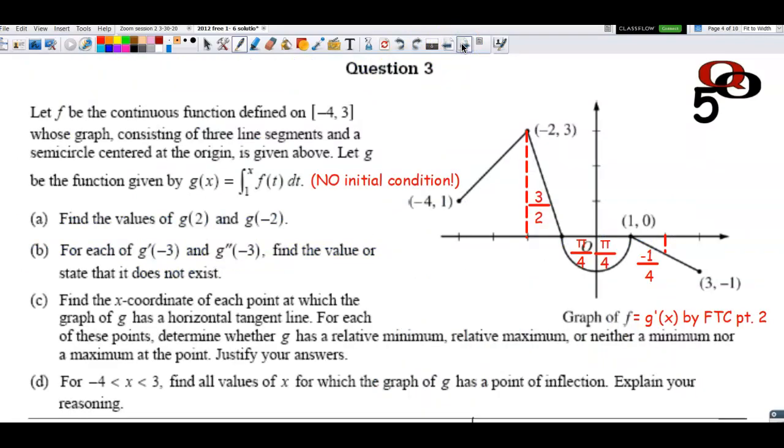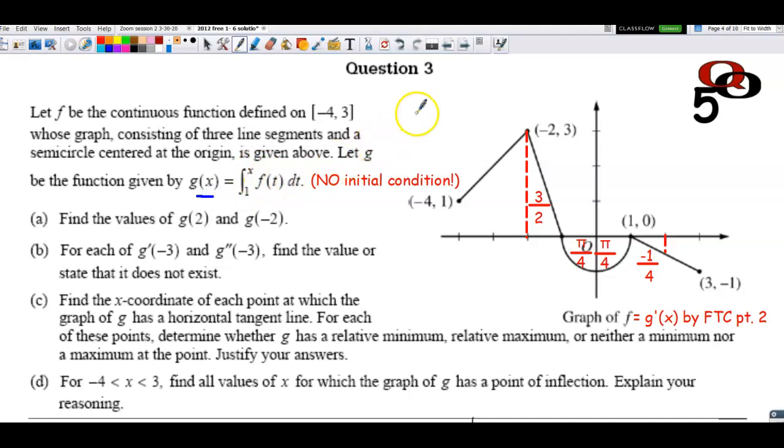All right, finally, question number 3. Question number 3 is our geometry question. Let f be the continuous function defined on -4 to 3, whose graph consists of 3 line segments and a semicircle centered at the origin. So the 3 line segments are 1, 2, 3, and a semicircle centered at the origin. Let g be the function g of x equal to the integral from 1 to x of f of t.